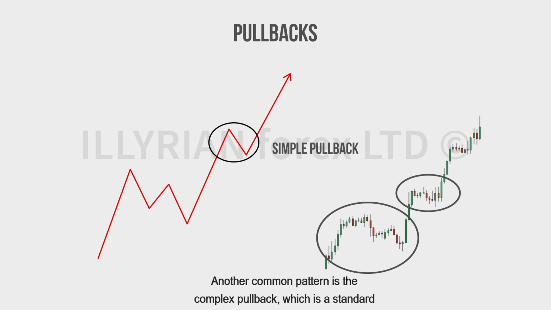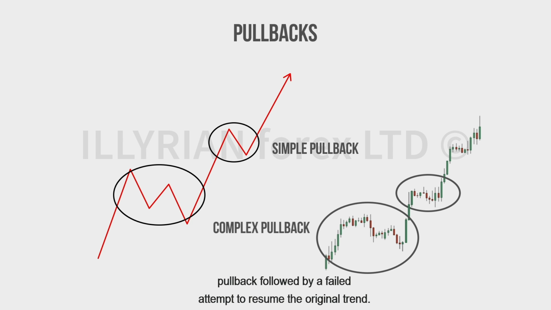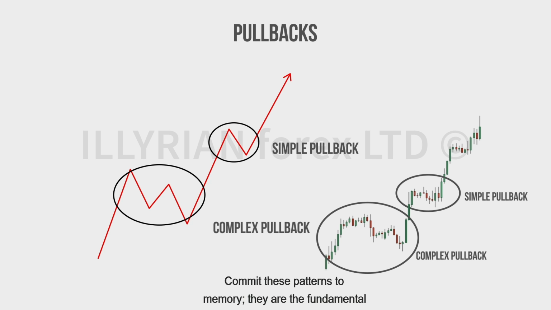Another common pattern is the complex pullback, which is a standard pullback followed by a failed attempt to resume the original trend. When this attempt fails and rolls over, the pullback puts in a second leg against the larger trend. A complex pullback is actually a complete trend leg structure on the lower time frame, and we also commonly refer to them as two-legged pullbacks. This chart shows a schematic example of simple and complex pullbacks. Commit these patterns to memory. They are the fundamental patterns of with-trend trading.